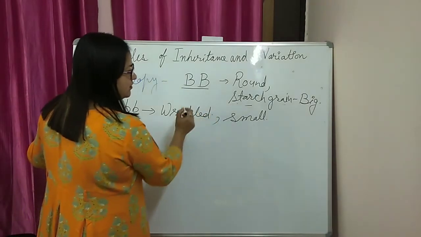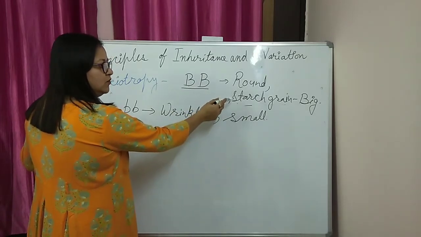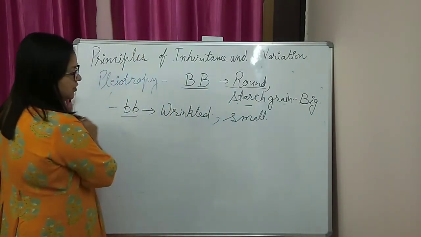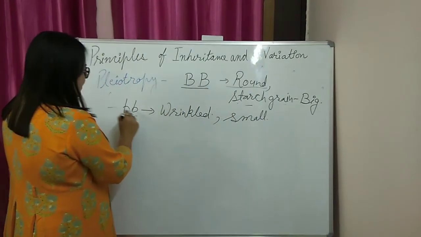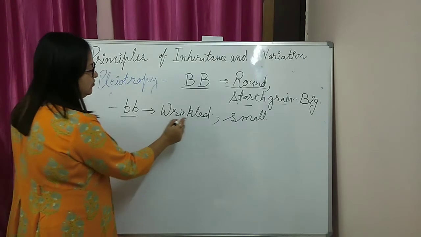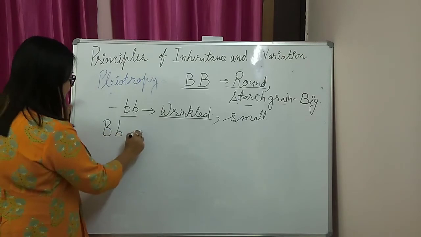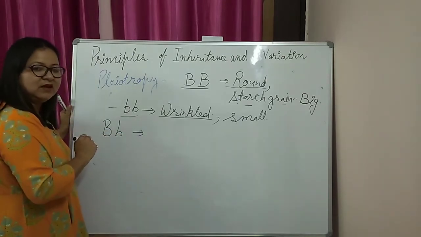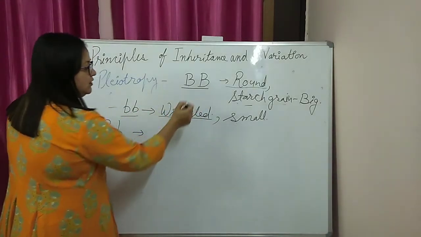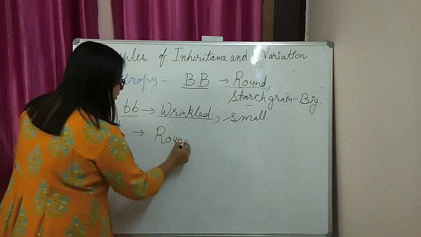One is starch grain size, the size is big due to this allele, and due to that when the seed matures, it will appear round. In case of small b, as both alleles are making the small starch grain size, after maturation of the seed it will be observed as wrinkled. Now come to the condition capital B, small b. You have already studied in Mendel's law that for round and wrinkled, round is a dominant trait. So you will get round seeds on maturity.